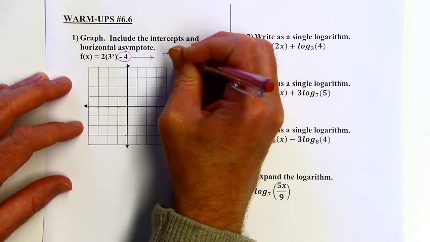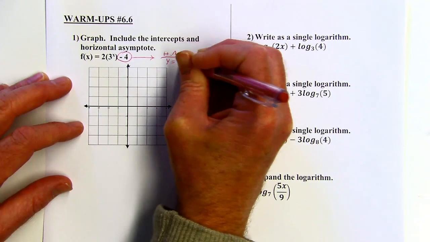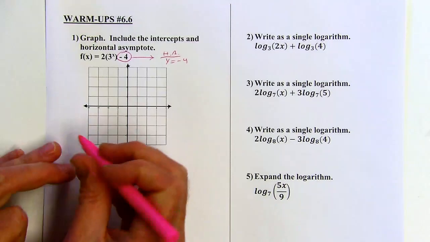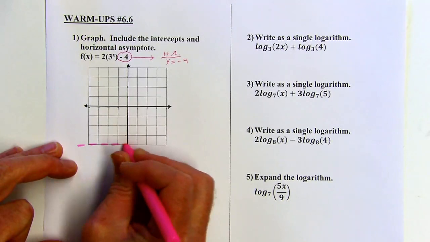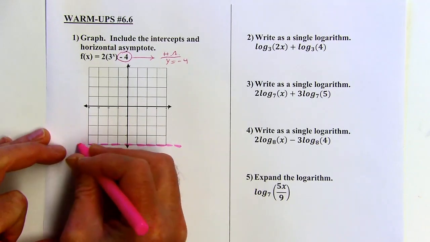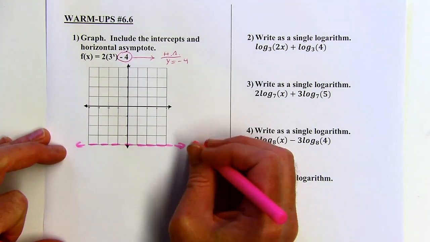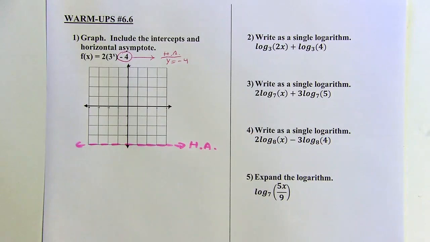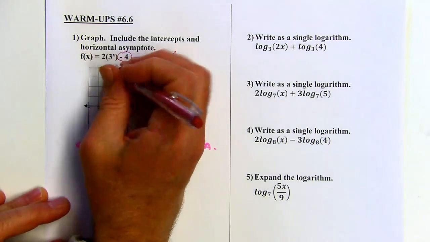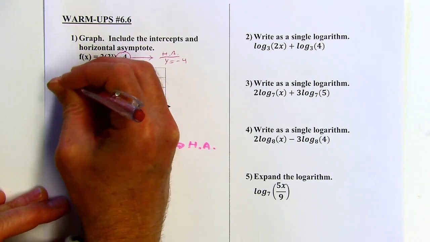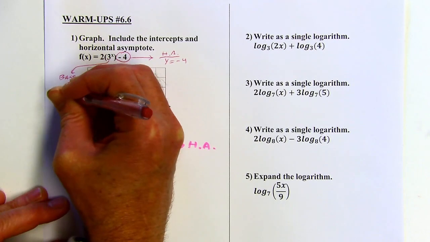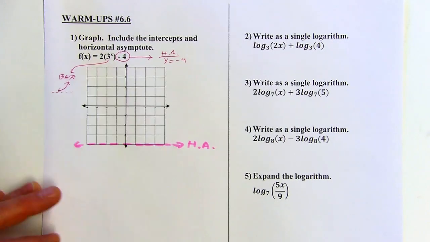So my horizontal asymptote is going to be the line y equals -4, because it would have to be y equals something to give you a horizontal line. Okay, so there is my horizontal asymptote then. Okay, all right. So I'm looking at this, and since the base here is more than 1, that means I know I'm going to have a growth curve. So my graph is going to look something like this.